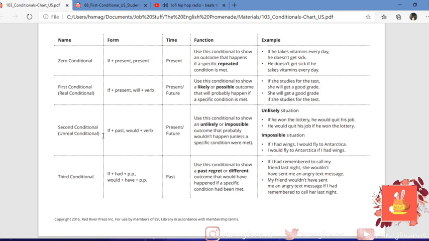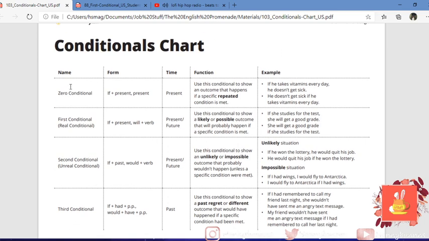Unfortunately, from what I saw in my list, they don't have the zero conditional. But just know, whenever you're using if and stating something, it's always going to be a fact. So use this conditional to show an outcome that happens if a specific repeated condition is met. If he takes vitamins every day, he doesn't get sick. A lot of people like to associate the zero conditional with a result that will always stay the same.